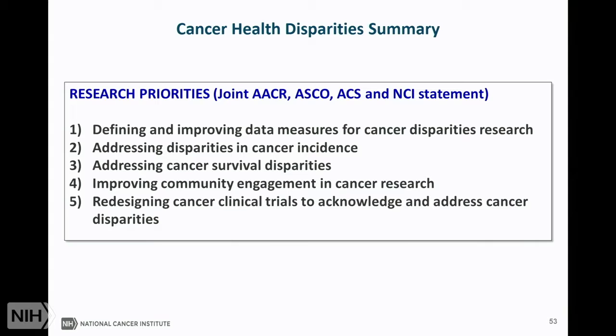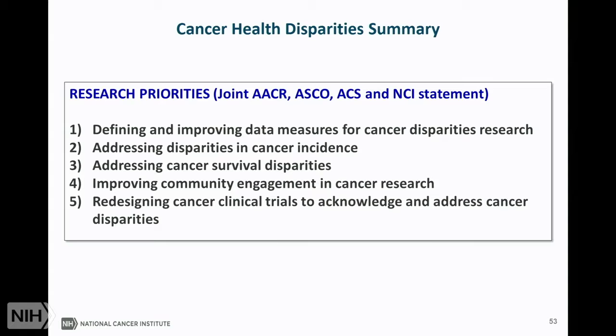Like the HPV vaccine is one example. We have this phenomenally successful cancer preventative tool, but if people don't use it, it's not actually going to be effective. So for populations that don't use it, it's about trying to understand why that is, and then encouraging them and engaging with them to try and increase uptake. And then this last part considers redesigning clinical trials to acknowledge and address cancer disparities.